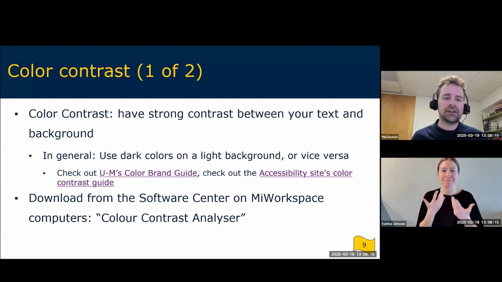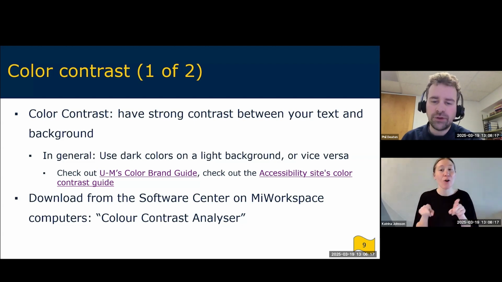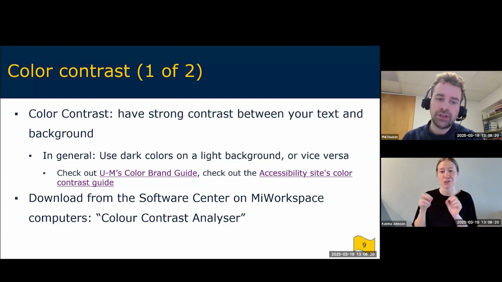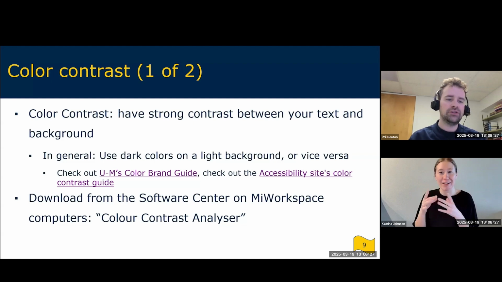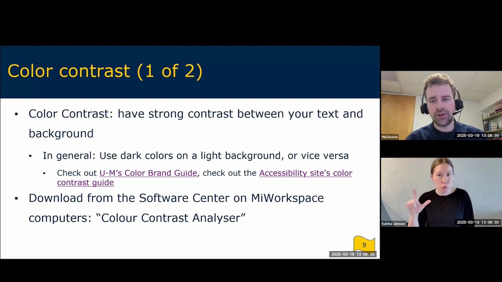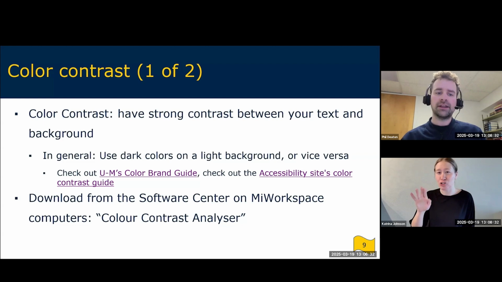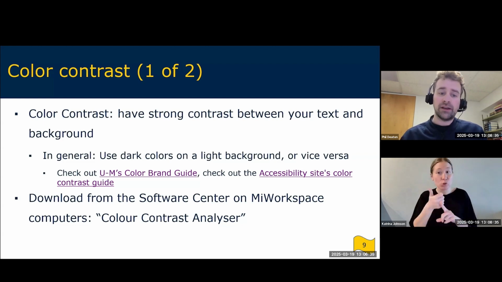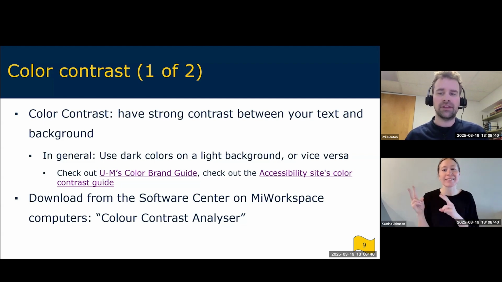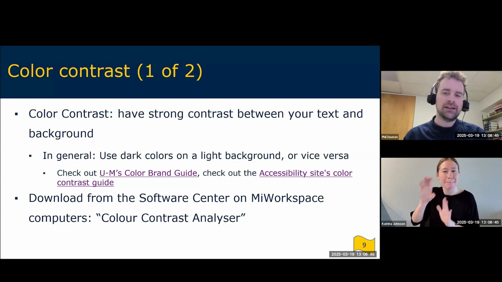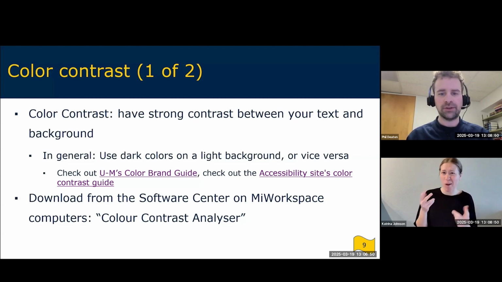Additionally, there's a link in the slides today to the University of Michigan's digital accessibility site, where we have a color contrast guide, which provides a little bit more information. And it also mentions a tool that you can use called the Color Contrast Analyzer. If you are on a University of Michigan computer that's provided by ITS, you can actually download the Color Contrast Analyzer from the Block M icon in your computer from the Software Center, and you can use this tool to measure color contrast. So I do want to show you a little bit about what this looks like.